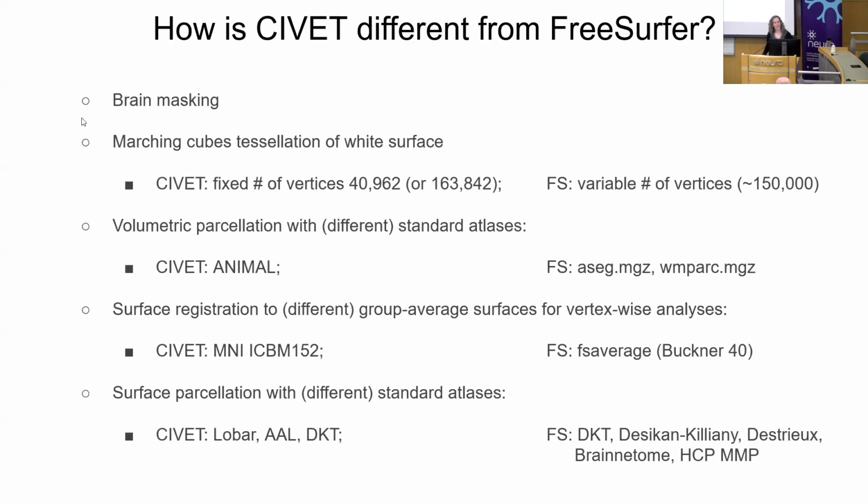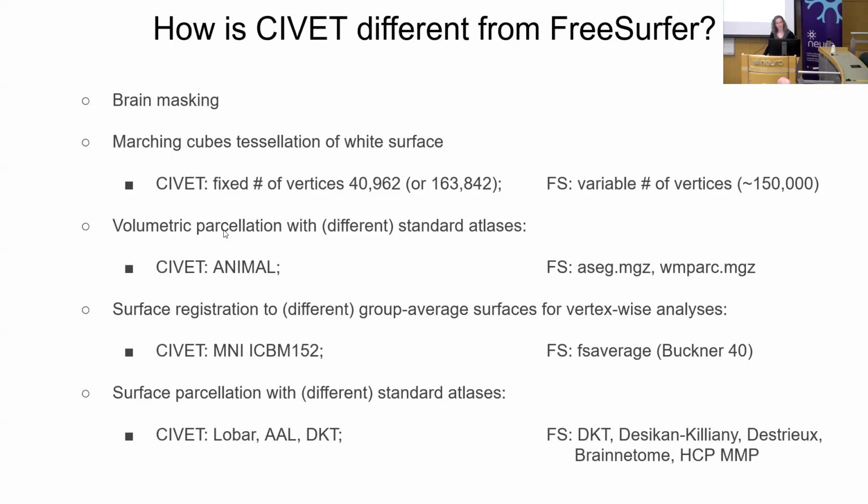Okay, they both have brain masking. They both have the marching cubes tessellation of the white surface, the video I showed earlier, or the animation rather. It may not matter to you, but I think it's important to know that CIVET has a fixed number of vertices per hemisphere. So they call this 40K low res and the 163K is high resolution. FreeSurfer for each individual subject actually has a variable number. So I'd say it's roughly about 150K, but this is different than the average surface, which is fixed for both at 163K.